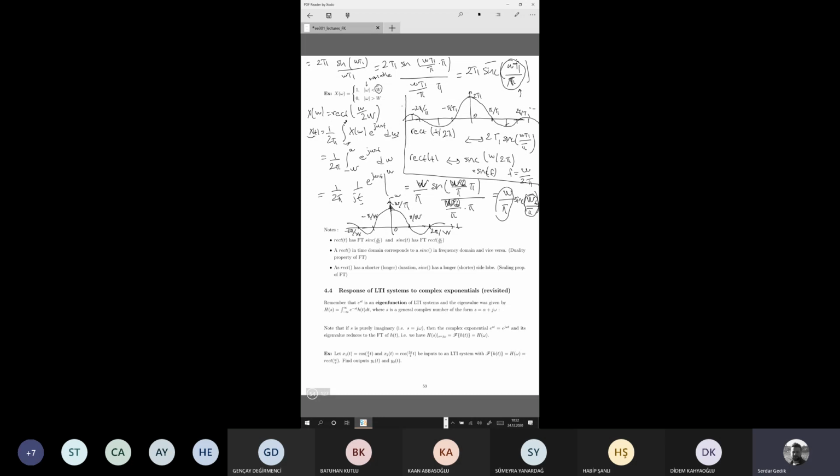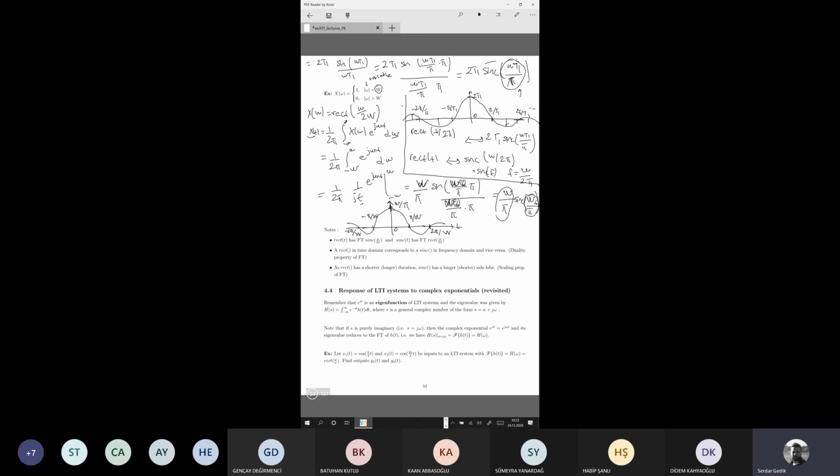So I have again some notes. Rect of t has Fourier transform of sinc of omega over 2 pi, and sinc of t has Fourier transform of rect of omega over 2 pi. So this is my observation. A rect in time domain corresponds to a sinc in frequency domain and vice versa. If you have a rectangular signal in time domain, in frequency domain you have sinc, or if you have sinc in time domain, you have rect in frequency domain. This is the duality property that we will see in a moment.